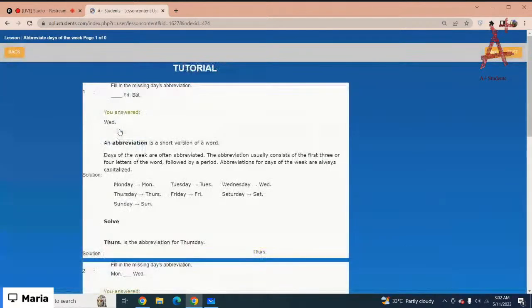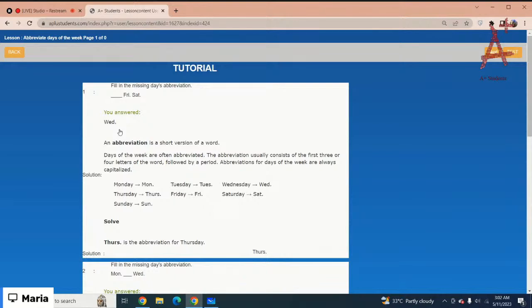Abbreviate days of the week. Okay, an abbreviation is a short version of a word. So that is the definition of the abbreviation. What is abbreviation? An abbreviation is a short version of a word. Got it? That would be the short form of a word.